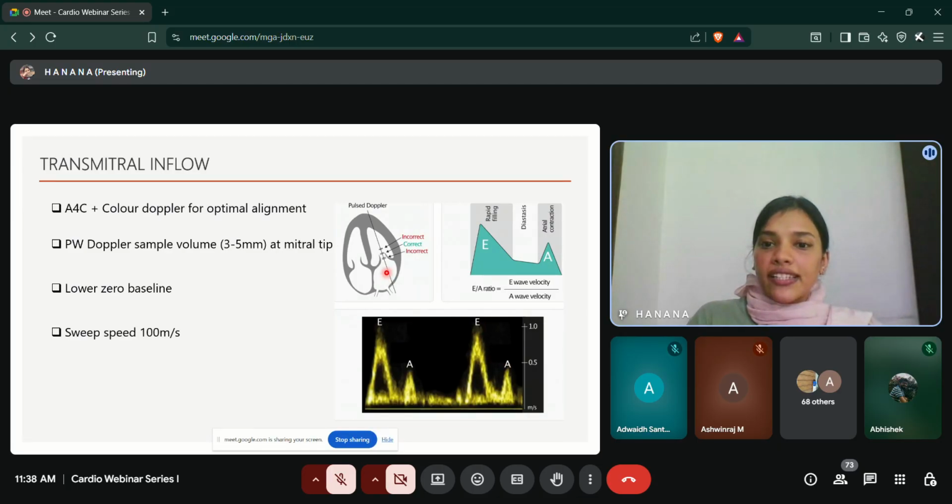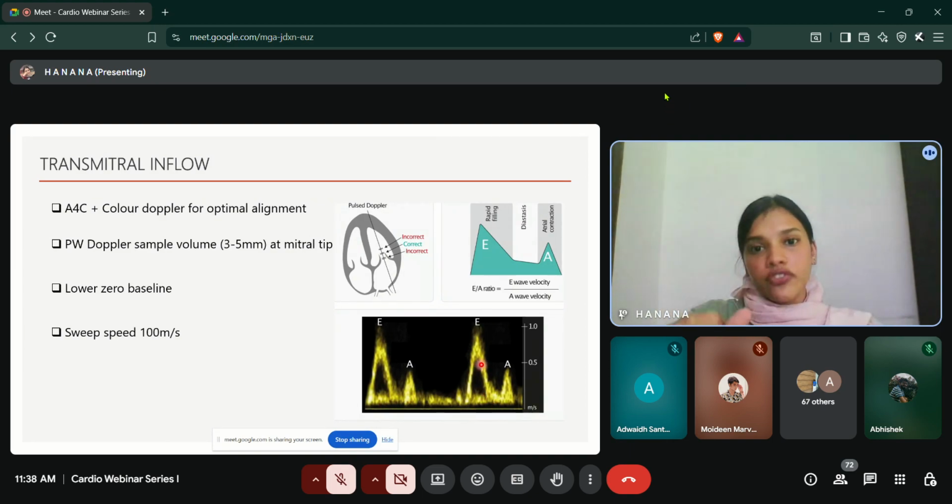between the mitral tips, and the sample volume, which is the distance between these two lines, should be 3 to 5 mm, which we can set in the machine settings. The machine has settings to adjust the sample volume. It should be set between 3 to 5 mm, and lower the zero baseline. Here is a baseline, and we can shift the baseline using the baseline option on the knob.